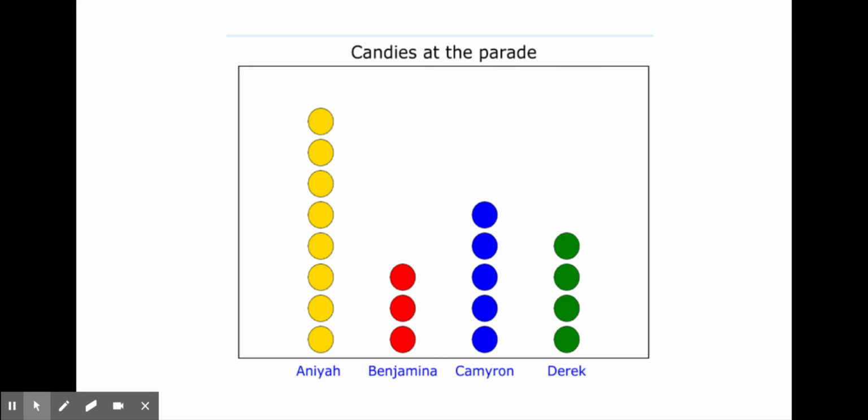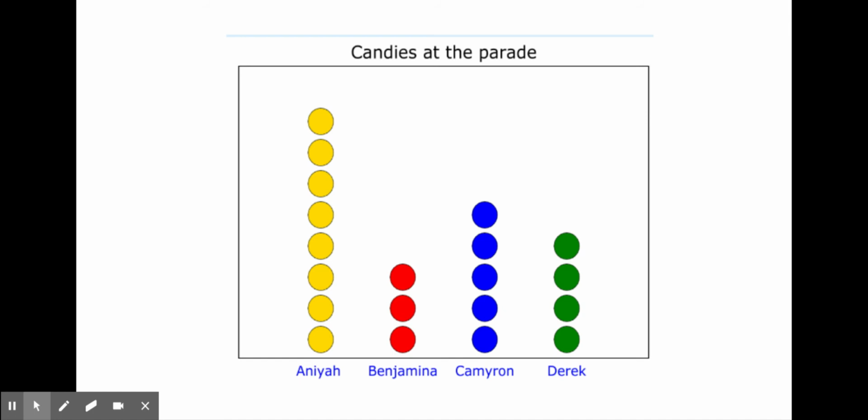So here's a situation for you. Let's assume 4 siblings, Anaya, Benjamina, Cameron, and Derek, who all go to a parade. Anaya's the littlest, and she gets right up down front, and everybody wants to toss her candy, so she gathers a lot of candy into her little bag.